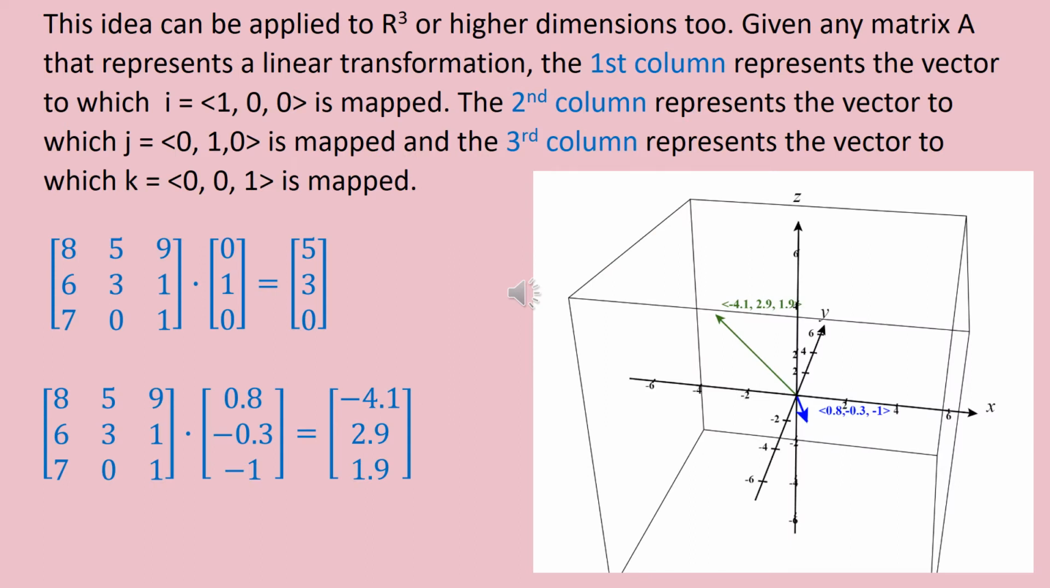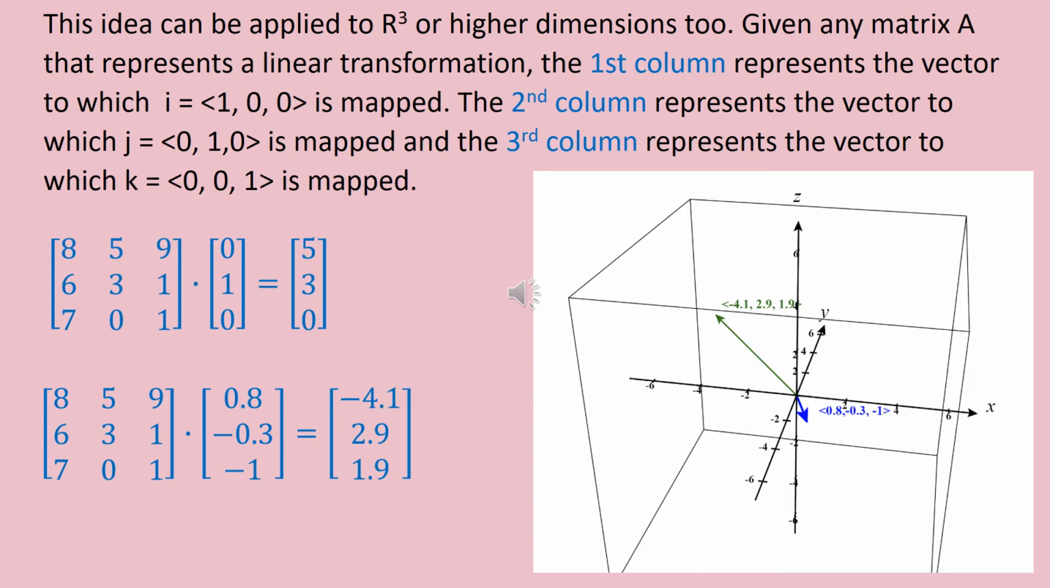The idea of the columns in your matrix A that defines your linear transformation mapping the unit vectors stays true for all dimensions. So in R3, i is (1, 0, 0), j is (0, 1, 0), and we have a third standard unit vector k, (0, 0, 1). And for a linear transformation from R3 to R3, the first column tells you where i gets mapped, the second column tells you where j gets mapped, and the third column tells you where k gets mapped.